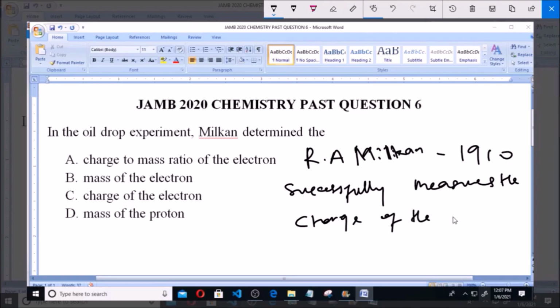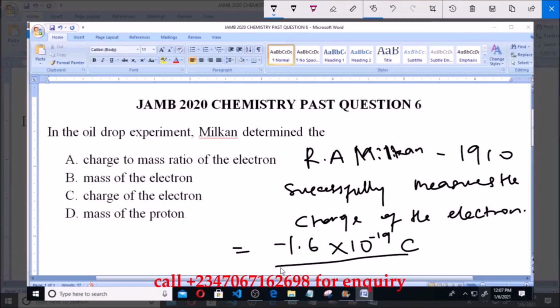He successfully measured the charge of the electron using this oil drop experiment, and he discovered that the charge of the electron is equal to minus 1.6 times 10 raised to the power of minus 19 coulomb. That is, for every electron present in an atom, the charge of that electron is minus 1.6 times 10 raised to the power of minus 19 coulomb.